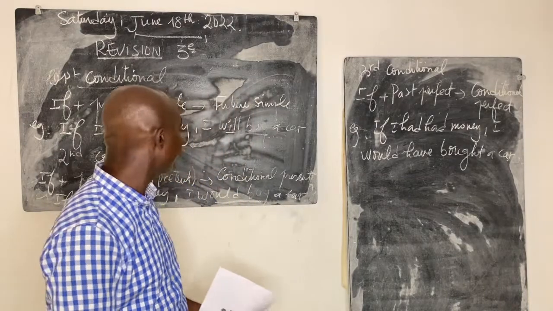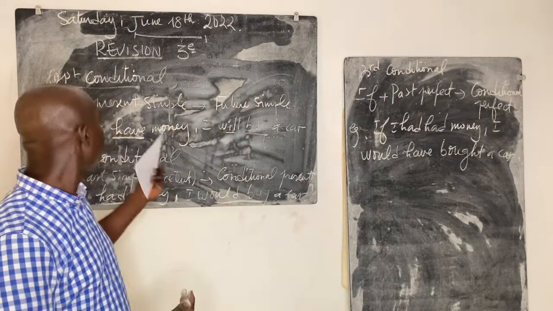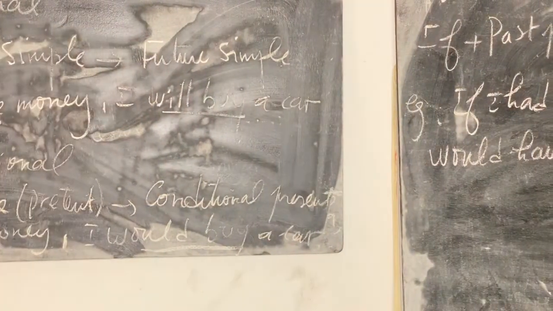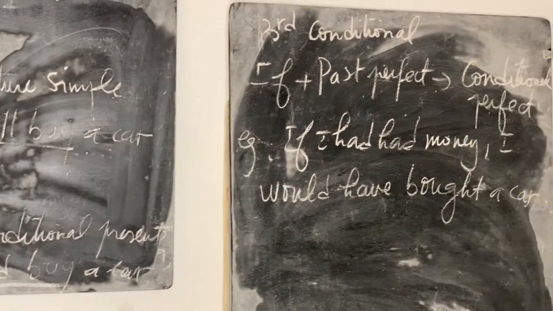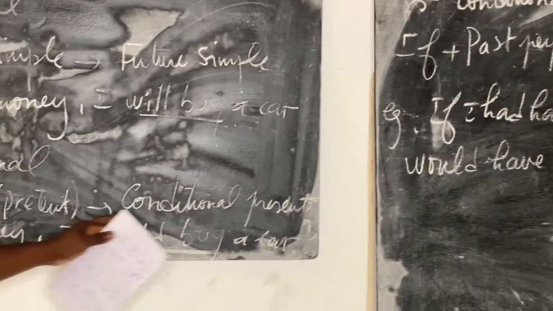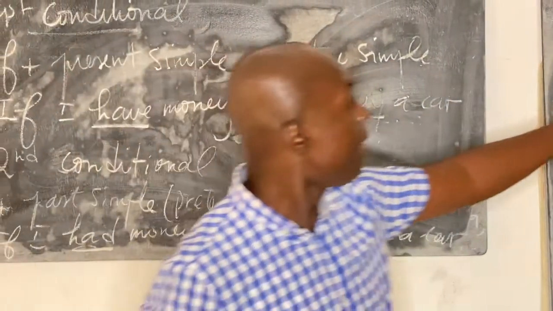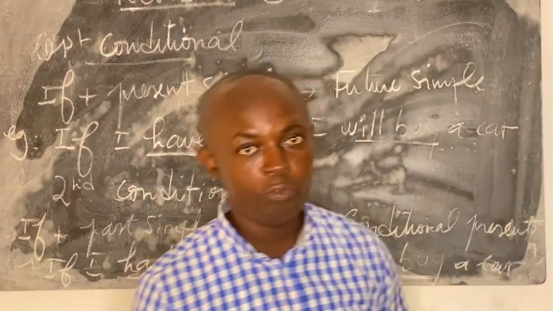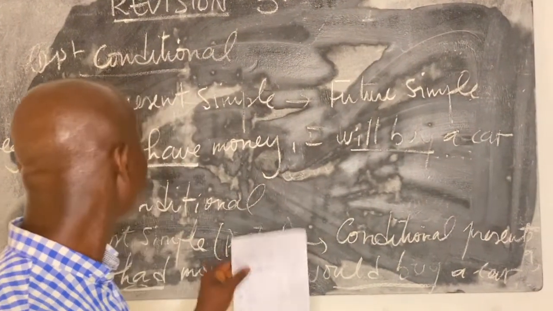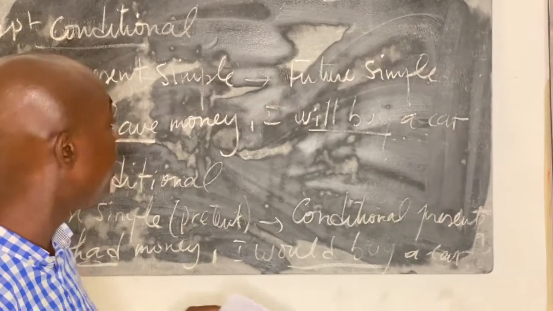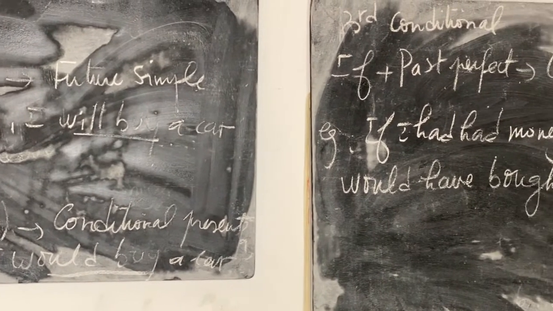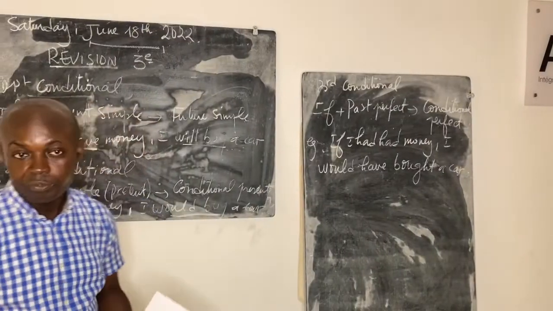So to sum up, to deal with if clauses, we should know how to form the present simple, the future simple, the past simple, the conditional simple, the past perfect, and the conditional perfect. To master this grammar point, you should know how to form these 6 tenses. Thank you so much for the revision.